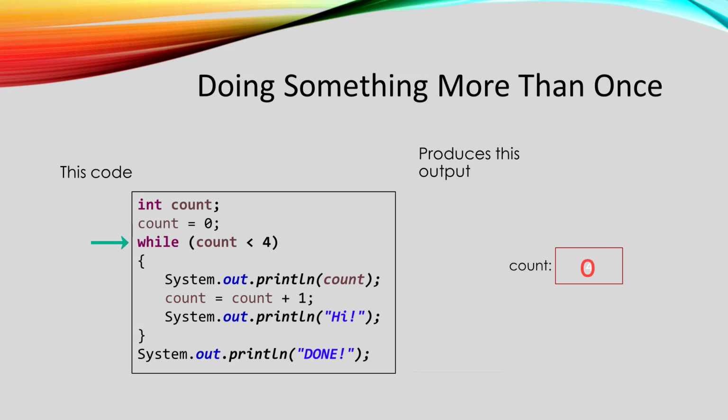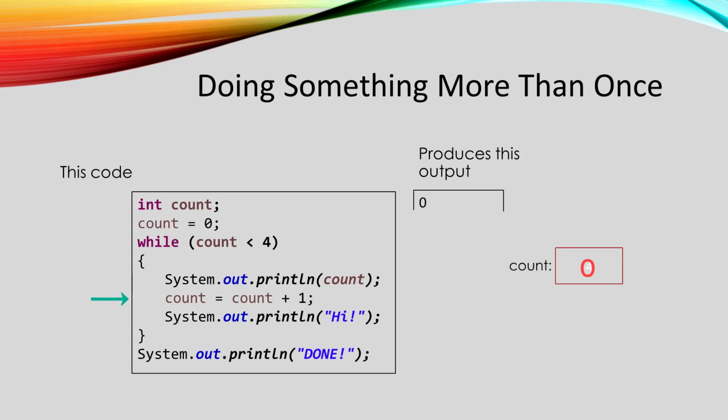Now the while loop starts. The condition is count is less than 4. So it goes and gets the value that is in count, which is 0, compares it to 4, and it is less than 4, so the condition is true. That means that we're going to execute the code inside the loop. System.out.println count is going to go and get the value that is in count, because it is not in quotes, and print it to the screen.